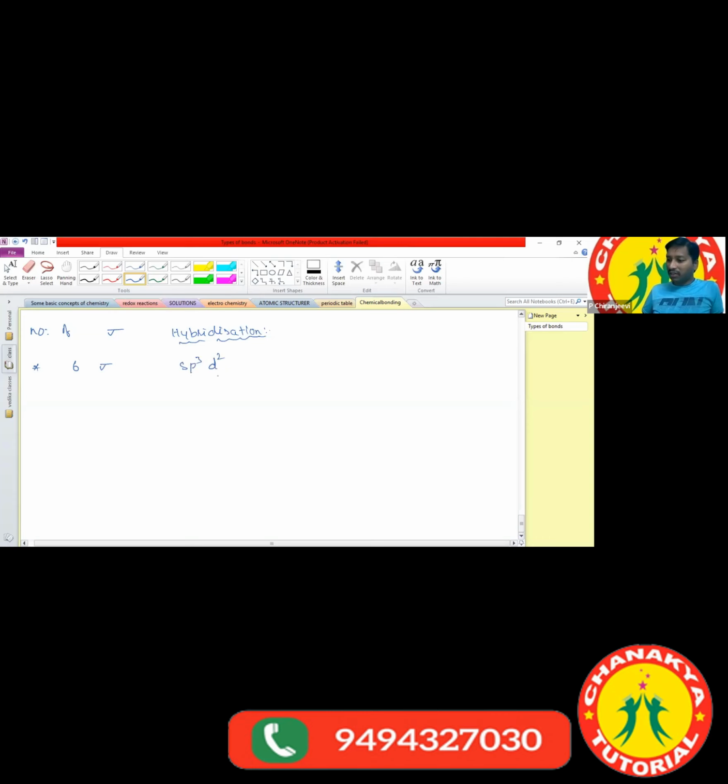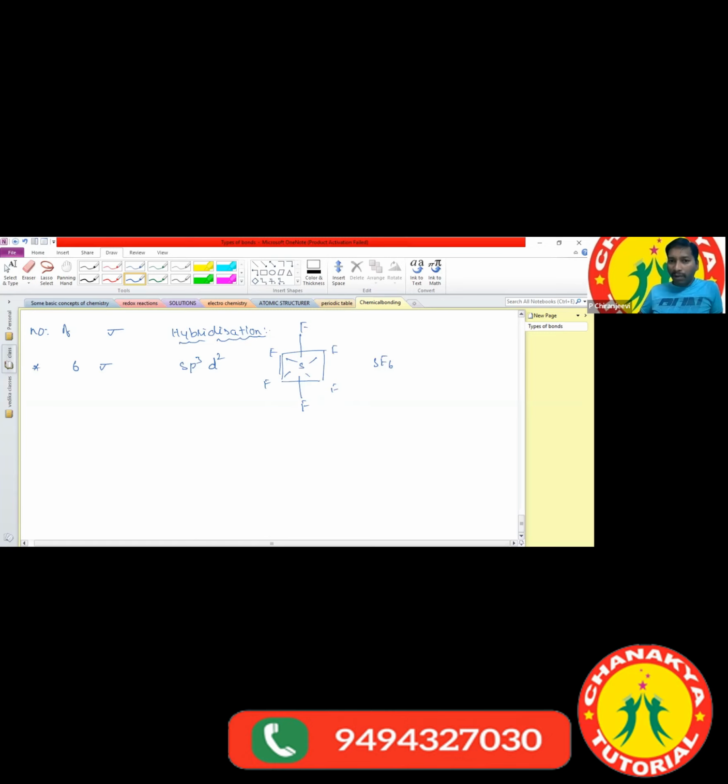sp3d2 hybridization exhibits an octahedral shape. What is the best example for this? SF6. In this, the central atom is sulfur. Four fluorine atoms are present at the four corners of the sulfur, one fluorine is present above the plane, and another fluorine is present below the plane.